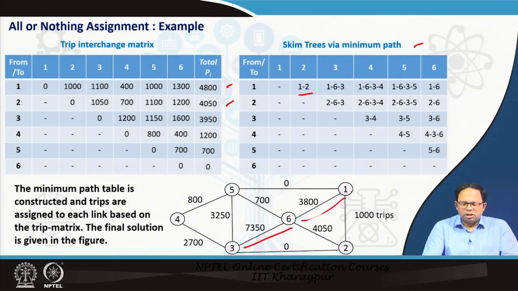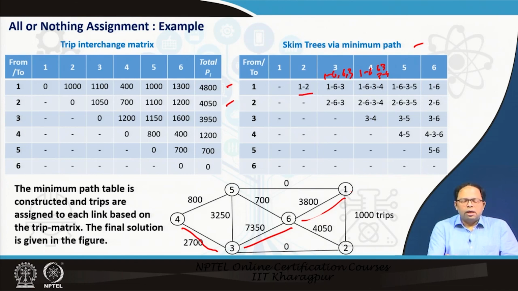So 1 to 3, the shortest path is via this way, and that means this has two links, 1 to 6 and then 6 to 3. And then for 1 to 4 the path is via 1634. So this is the path from 1 to 4. So over here we have 3 links, 1 to 6, 6 to 3 and 3 to 4. In this way we get the different links, and once we have that, we now need to put the link volumes into each one of these particular links.